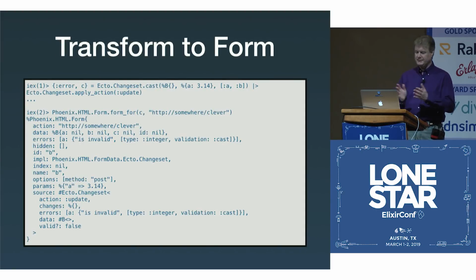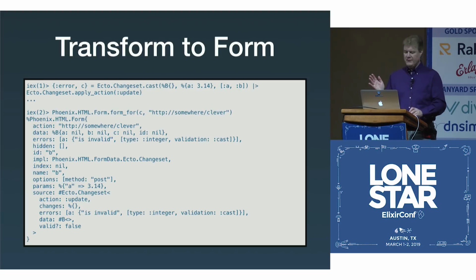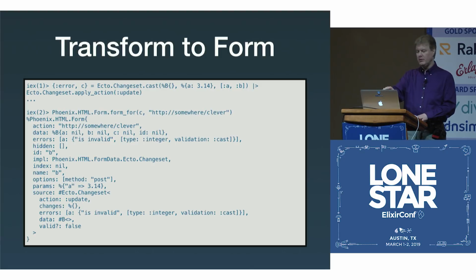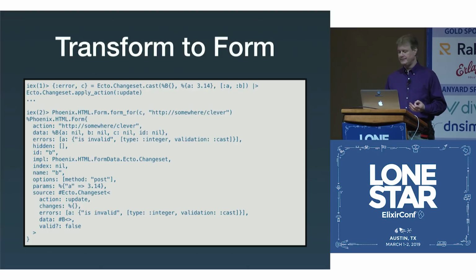Back to IEx here. I've taken that error change set from the last slide. So we tried to set pi, and it says, nope, that's not an integer. And ultimately, in your views, you're going to be calling this HTML form for and passing it in that change set. So we know kind of what's in the change set, but now we can see how this form struct wraps that, and how that information can be copied from one to the other and get used properly.